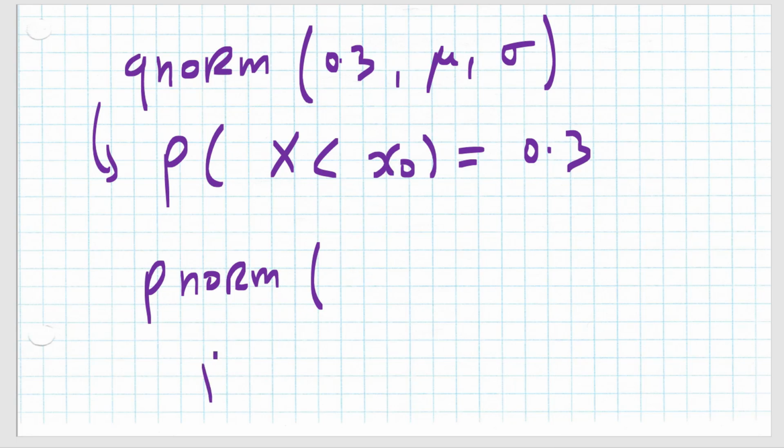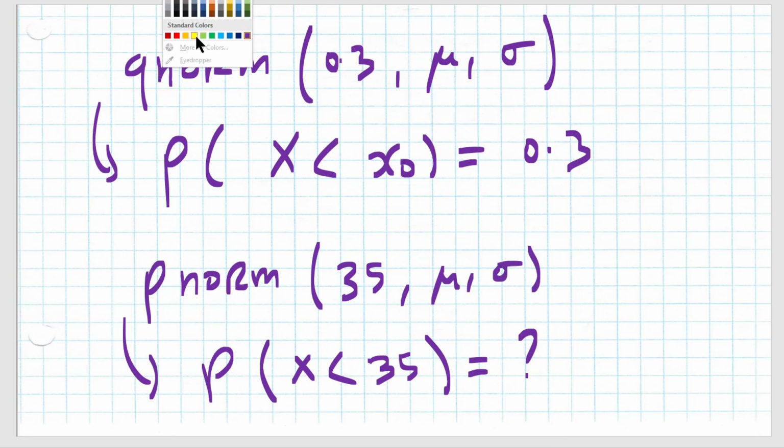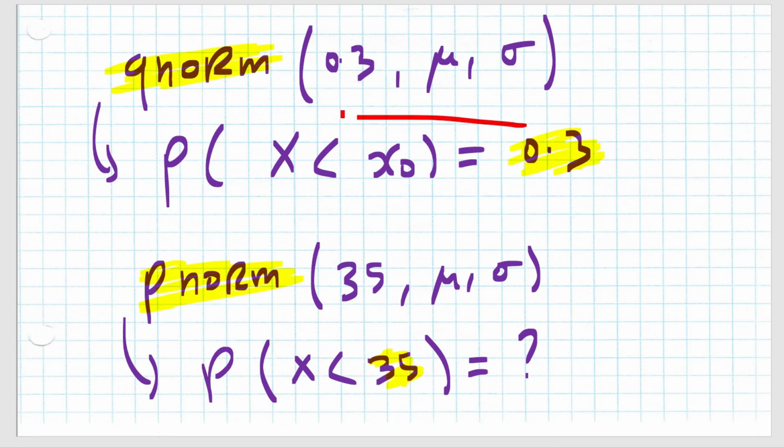So let's say the probability that x is less than 35, then you have to put 35 here, the mean and the standard deviation. You see the difference? He's hiding the probability, but he's giving you the value. You will use the pnorm when the probability is not given. You use the qnorm when the probability is given. Add that to your cheat sheet, and I think you'll be fine.